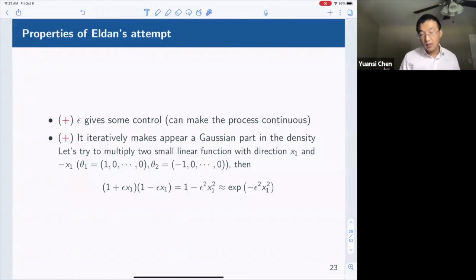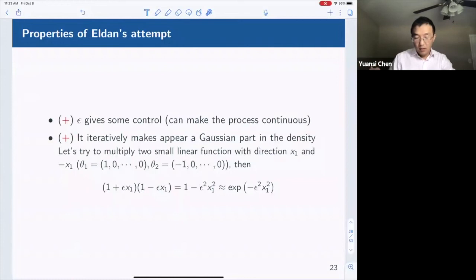Another interesting thing is that when you multiply two random linear functions, you have a chance to make some Gaussian part appear in your density. And we know that if your density has some kind of Gaussian part, it becomes strongly log-concave, and it's easy to prove isoperimetric constants.